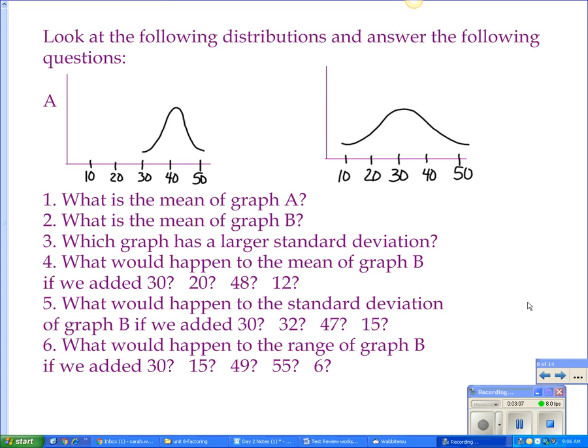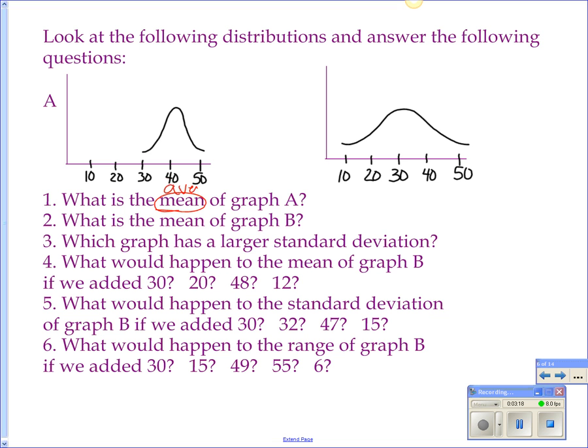All right, so look at the following distributions and answer the questions. Okay, so this question 1, what is the mean? What is mean? The average of graph A. So this is different than a box and whiskers. We did box and whiskers yesterday. Was mean on a box and whiskers? No, on a box and whiskers there was minimum. What else was on a box and whiskers? Q1, Q2, Q3, and the max. On a normal distribution, so this is a different graph, the mean is in the middle. So right here, that's the mean.